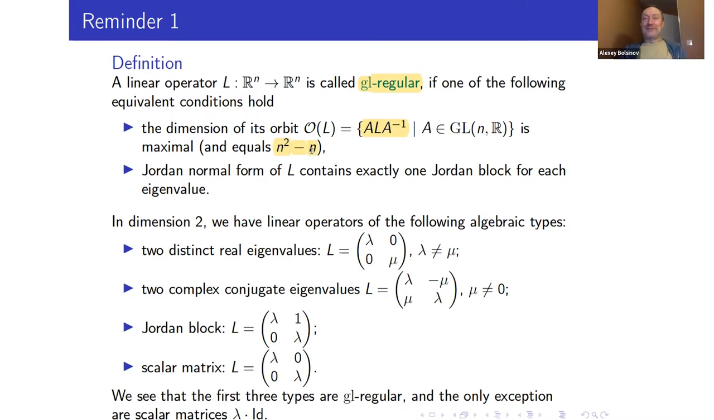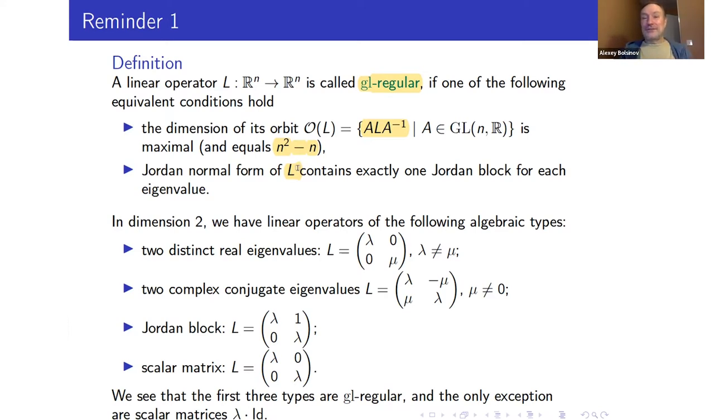As I told you in my first pre-recorded lecture, the second lecture of our course, this condition maybe is not so convenient to use. So a better condition is the following. If we look at the Jordan normal form of this operator, of this matrix, then each eigenvalue must have only one Jordan block. Eigenvalues may have arbitrary algebraic multiplicity, but the geometric multiplicity, the number of Jordan blocks, must be equal to one.